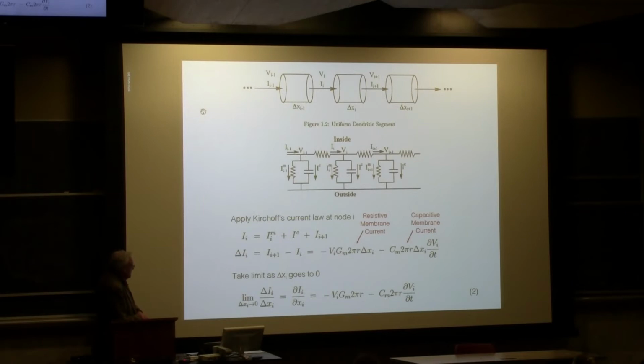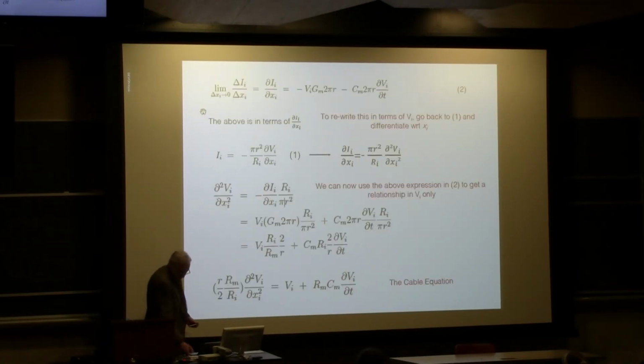Okay. So we're going to play the same game. We've got an expression for delta I sub I. We're going to divide both sides by delta x and take the limit as delta x gets small, and we're going to get a partial derivative of the axial current with respect to space, and it's this expression here. So it's clear where it came from. We're losing axial current, if you will, by current that flows through the membrane, and that's what these two terms represent. So that's our second equation.